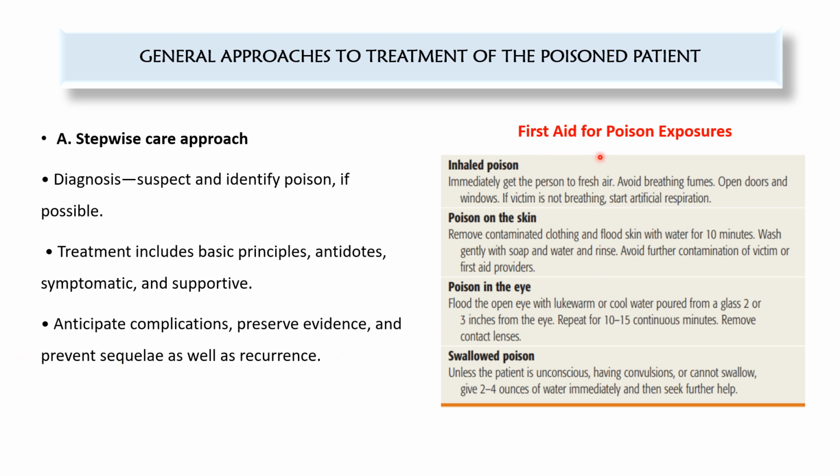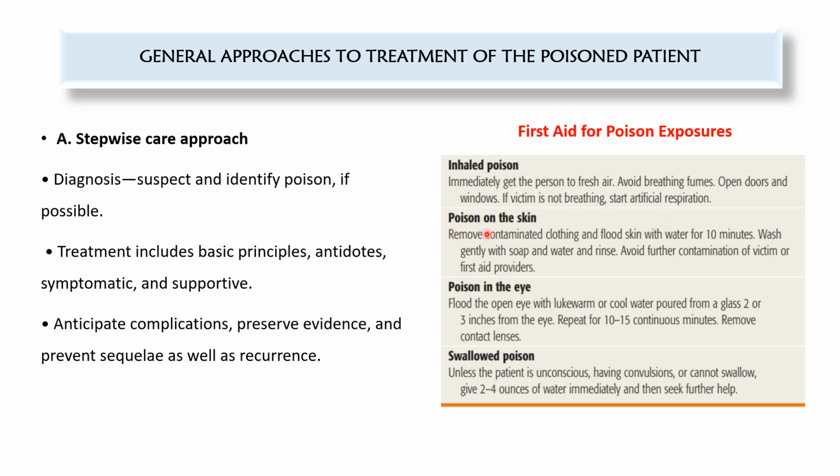And here you can see the first aid for poison exposures. As I have already mentioned, toxins can enter the body through different routes, so based on those routes, there are certain first aid measures available. If it is an inhaled poison, immediately get the person to fresh air, avoid breathing fumes, and open doors and windows. If the victim is not breathing, start artificial respiration.